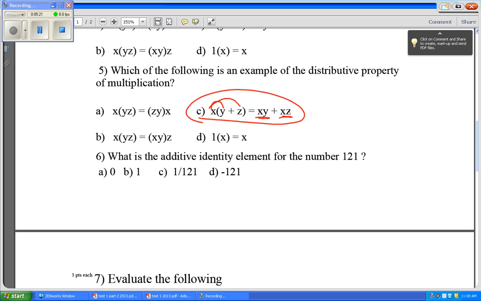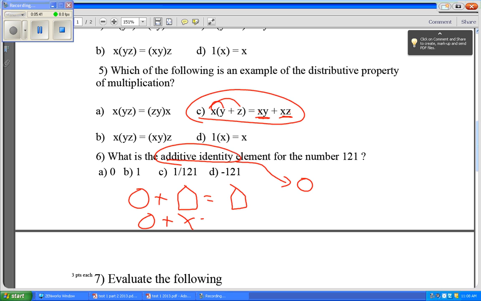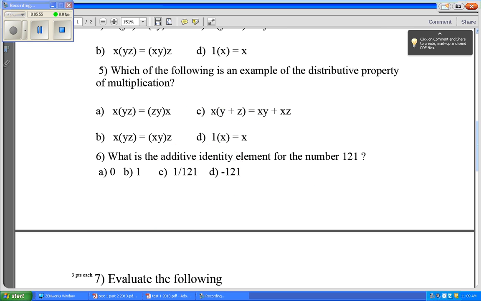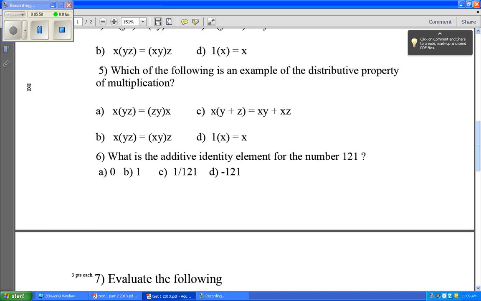That's what distribute means. What's the additive identity? The additive identity for any number is 0. And if I take 0 plus house, it equals what? House. 0 plus x equals x. That's why it's identity. We're adding 0 to something, and we get that something right back. Additive identity. Don't get fooled because I specifically asked for the additive identity for number 121. Doesn't matter if I were to ask for the additive identity for 121, monster, house, or anything else.